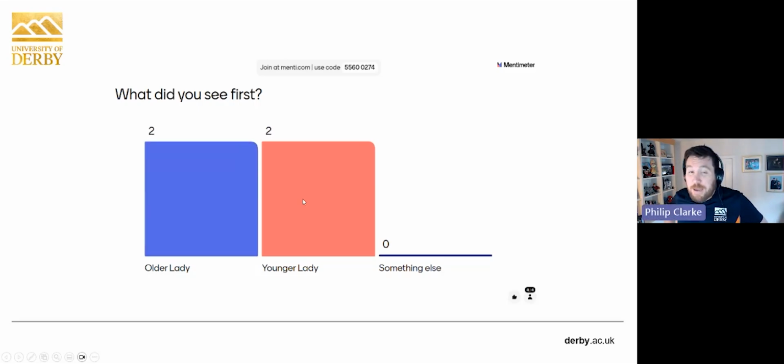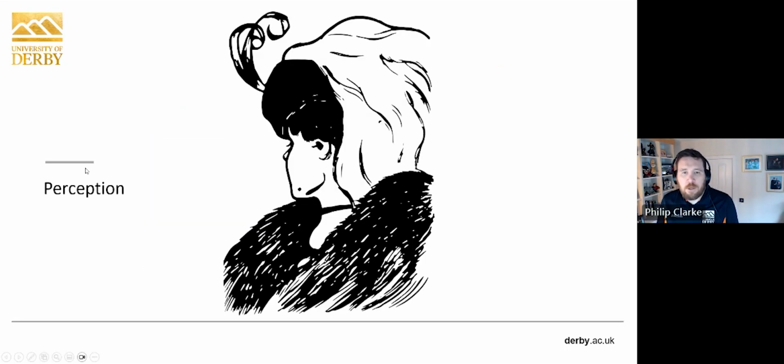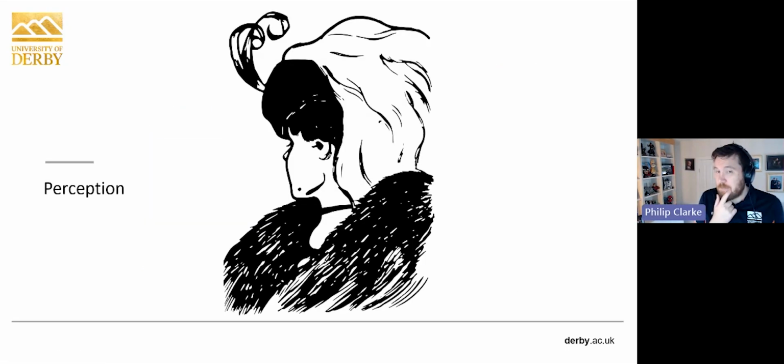Interesting. So we had a big split between older lady and younger lady. Now the question I want you to consider: do you see both? I'll go back, so it gives you a chance to see it. Do you see both? And if you can, comment in the chat or in the Q&A function. Are you able to see both?